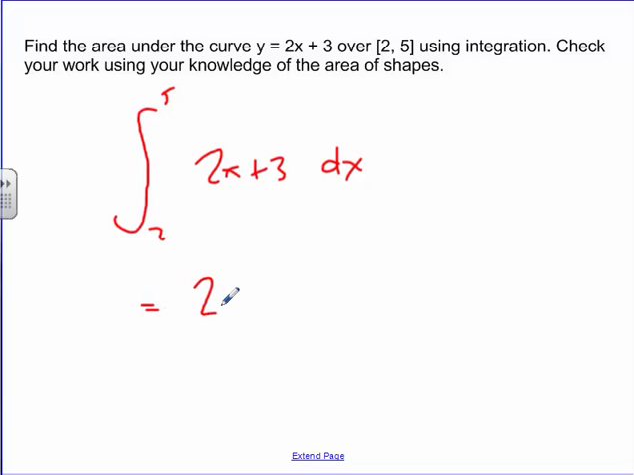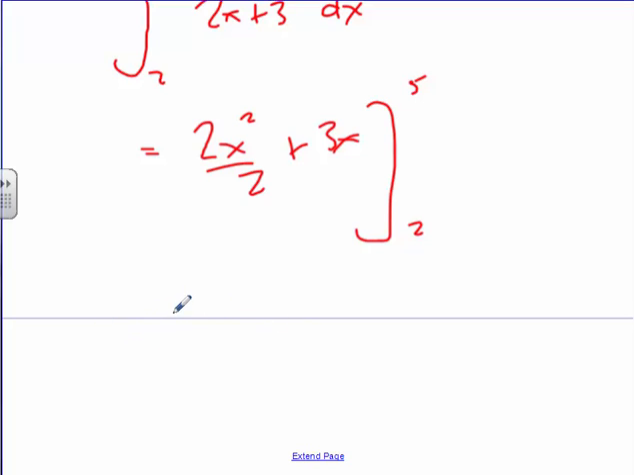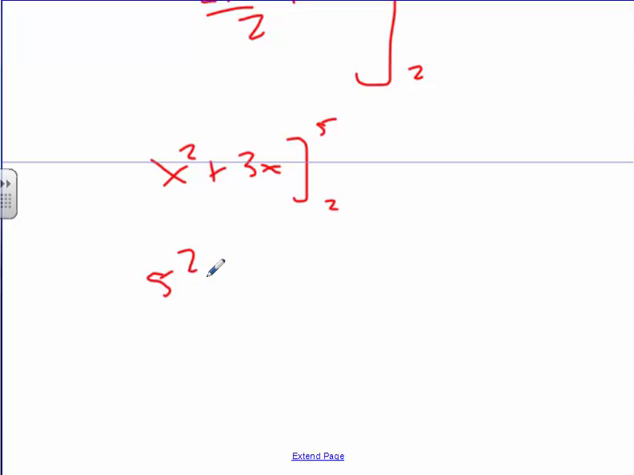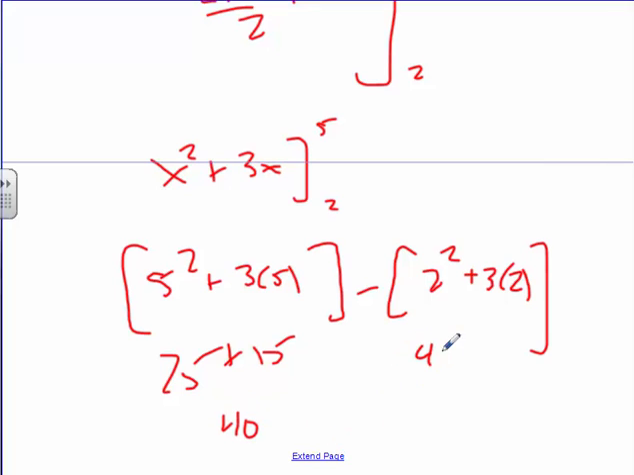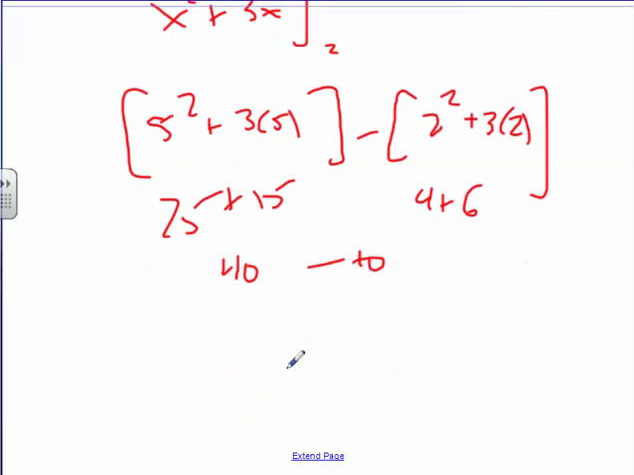And so when you do that, it's going to give you 2x squared over 2 plus 3x, from 2 to 5. Well, really, that's just x squared plus 3x from 2 to 5. So plug in 5. Subtract what happens when you plug in 2. Let's see what we get. That'll be 25 and 15, which is 40. This will be 4 and 6, which will be 10. So my final answer should be 30. The area of this thing should be 30.